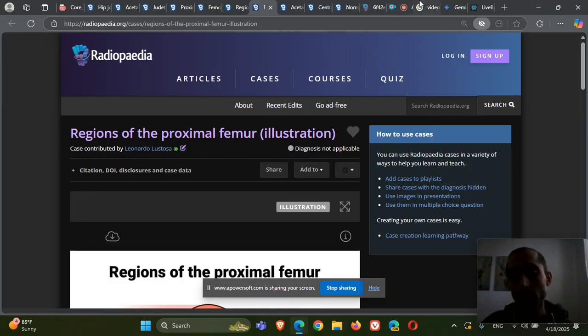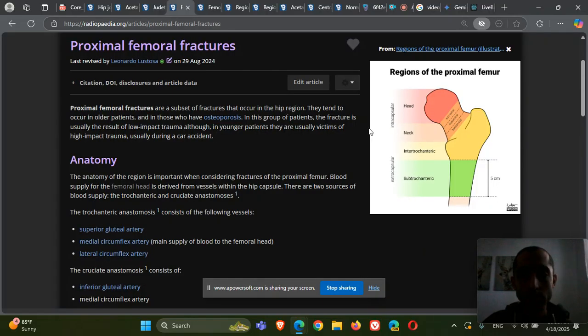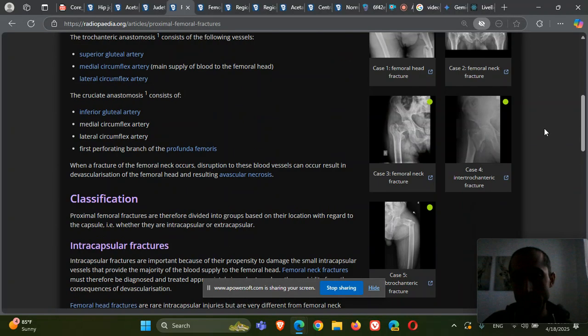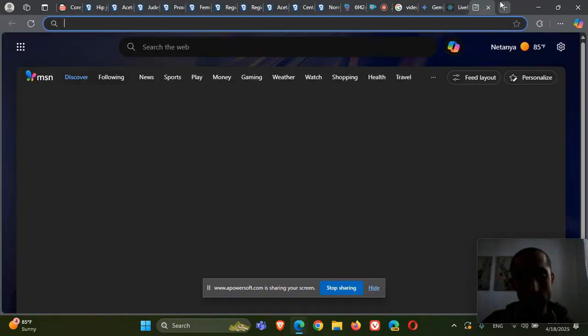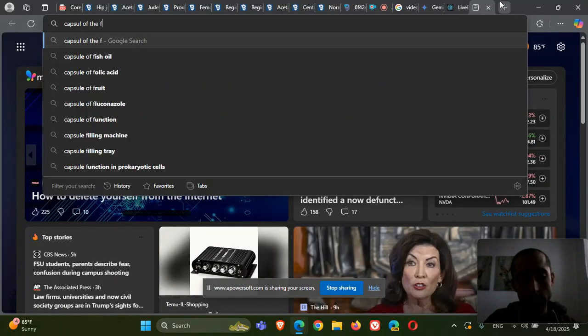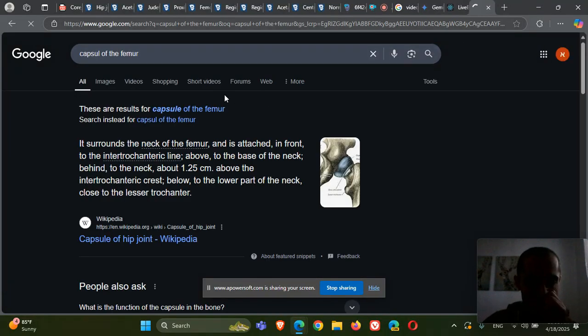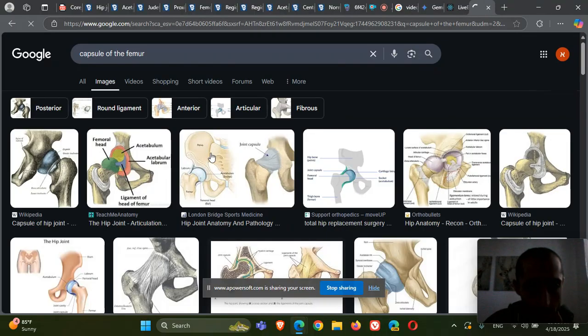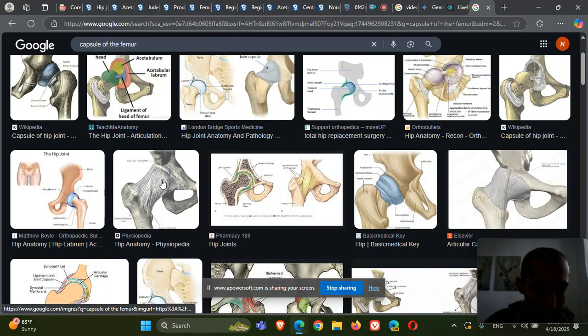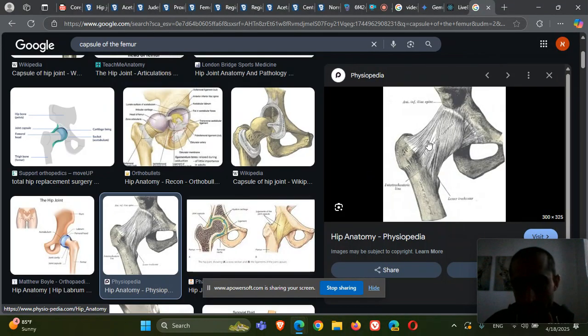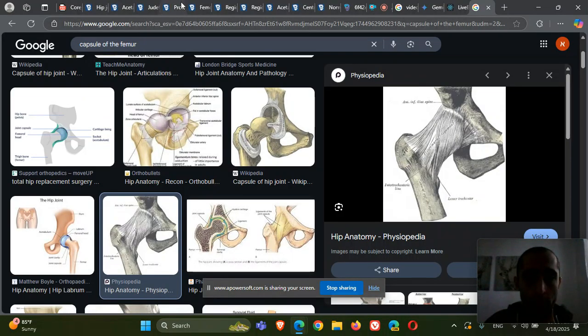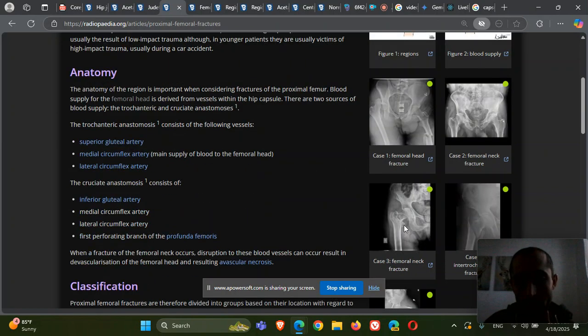Now, when I'm talking about capsular, not capsular, what am I talking about? Which capsule? The capsule of the femur. The femur is surrounded by a capsule. You can see here the capsule that surrounds the femur. Everything that's intracapsular is more prone to avascular necrosis.